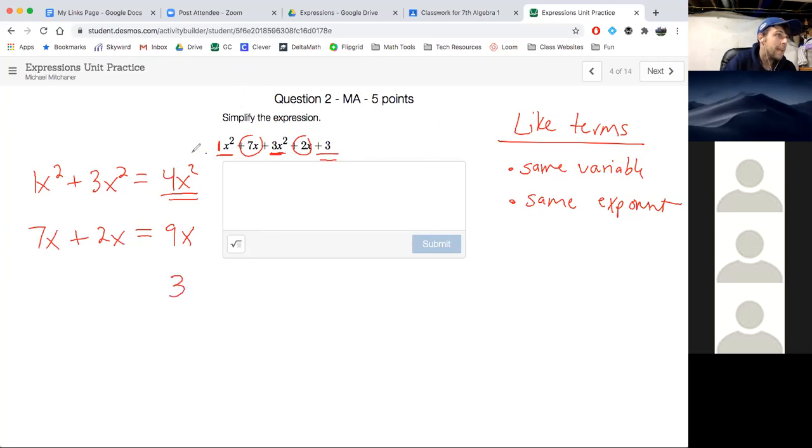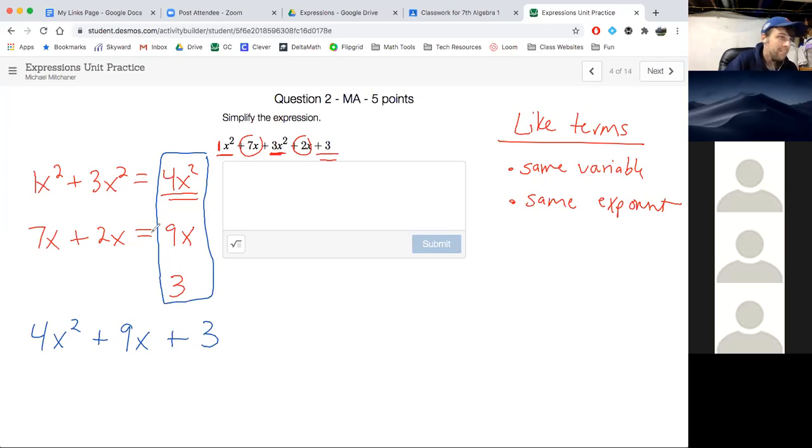Now, my answer is going to need to include all 3 of these terms in it. It's going to have to be 4x squared plus 9x plus 3. All of these terms were positive. That's why I'm writing pluses with them. If any of them were negative, I would make sure to put a minus in front of them.